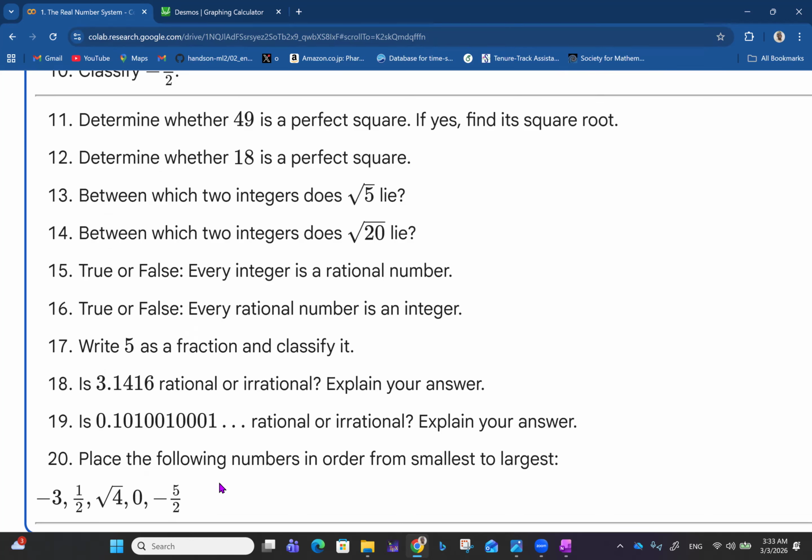So with this, we come to the end of this interesting video about the real number system as a precursor to learning about surds, which are numbers whose square root cannot be simplified into rational numbers. Let me know how helpful this is for you.